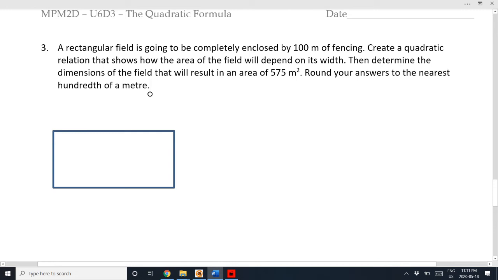Okay, let's try a word problem that we haven't seen before. We will use the quadratic formula to help us solve for the answer. A rectangular field is going to be completely enclosed by 100 meters of fencing. Create a quadratic relation that shows how the area of the field will depend on its width. Then, determine the dimensions of the field that will result in an area of 575 square meters. Round your answer to the nearest hundredth of a meter.